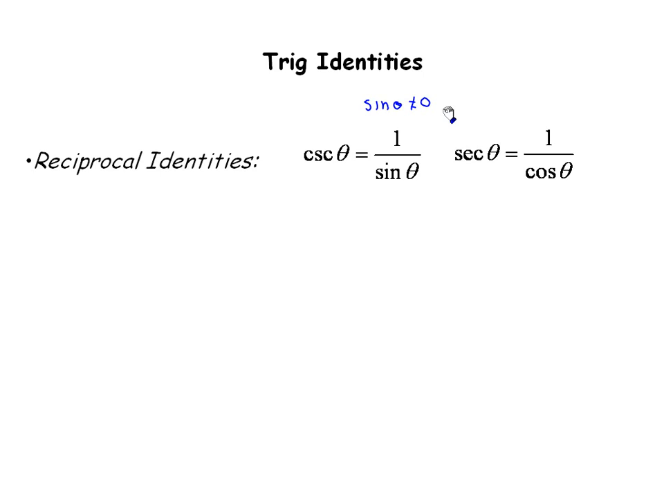And then secant theta is equal to 1 over cos theta. This is also true as long as cos theta cannot be equal to 0, so that means secant is undefined for pi over 2 and 3 pi over 2.